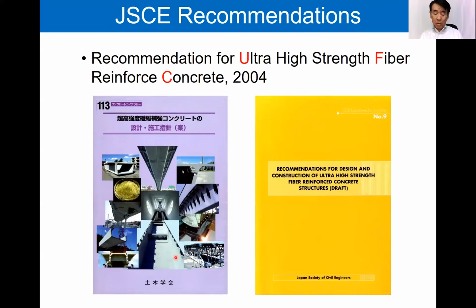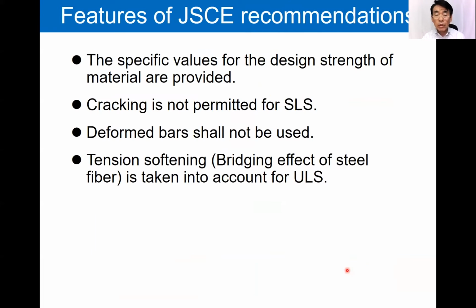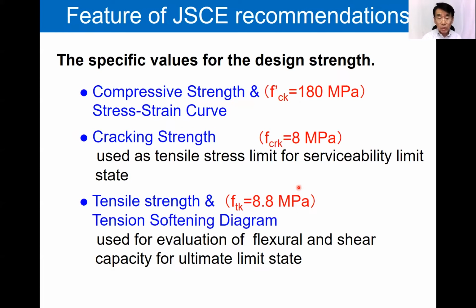This is a cover of the JSCE recommendations, and on the right is the English version. The features of the JSCE recommendations can be summarized in the following 4 points. The design strength of the material is provided. Cracking is not permitted for the serviceability limit state. Deformed bars shall not be used. And the tension softening, bridging effect of steel fiber is taken into account for the ultimate limit state. In the following, I'd like to explain these points one by one.